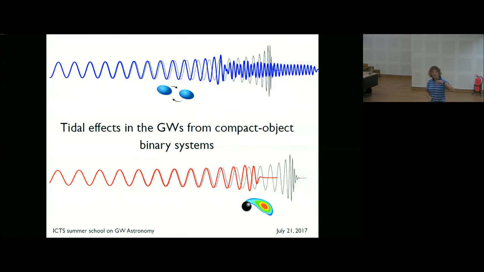So I will discuss a bit more details of this throughout the presentation, not so much on the post-merger, because I think Nils Andersson wanted to talk about this next week, but about this dephasing during the in-spiral and neutron star black hole a bit.